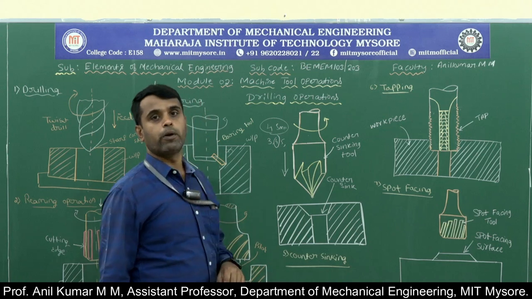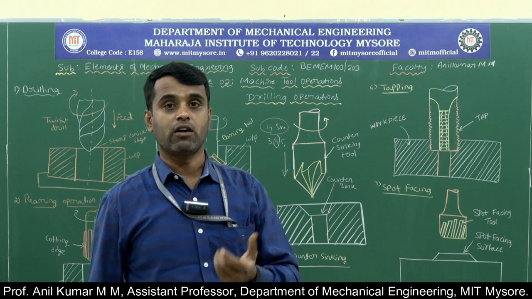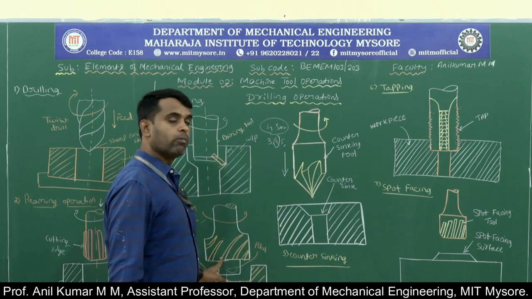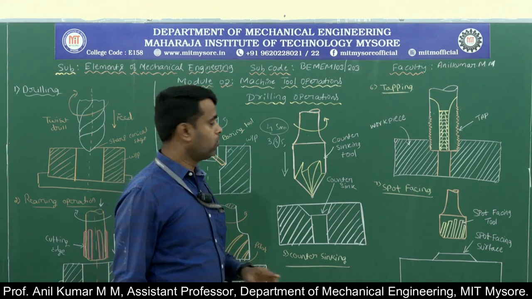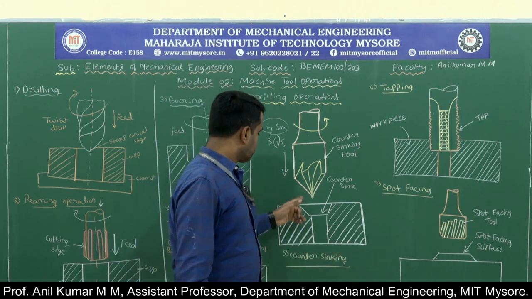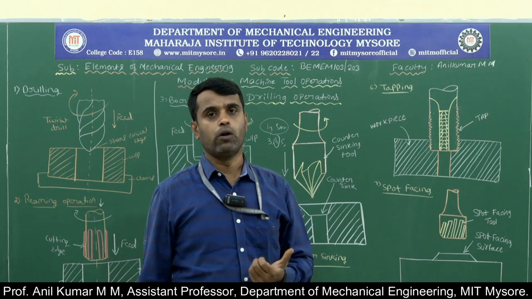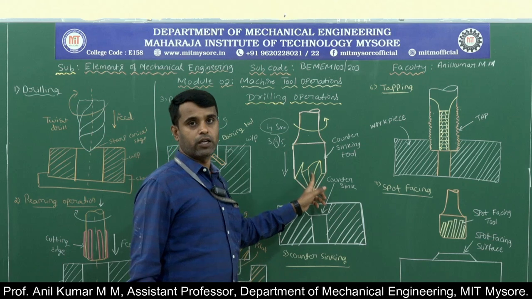Next is counter boring operation. Counter boring is a machining operation used to increase the size of the hole at one end for small depth. That operation you can call as the counter boring operation. This operation is carried out with the help of a counter boring tool. Next is counter sinking operation. It is a machining operation. You have to make the conical shape at the one end of the hole. We can call it as the counter sinking. This is carried out with the help of counter sinking tool.